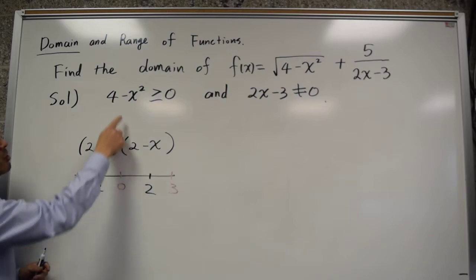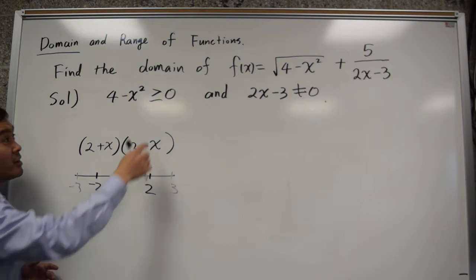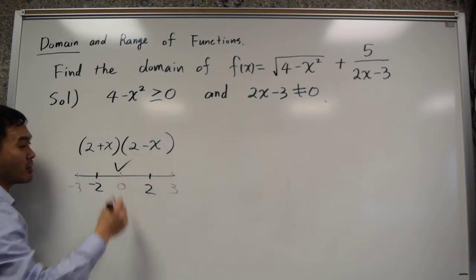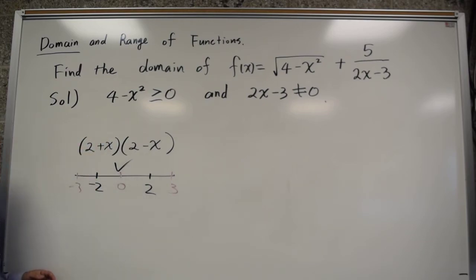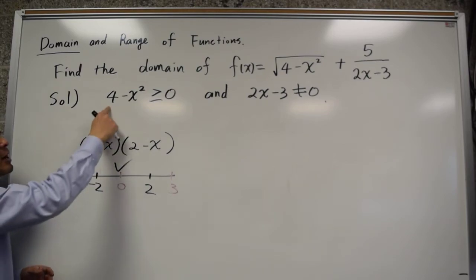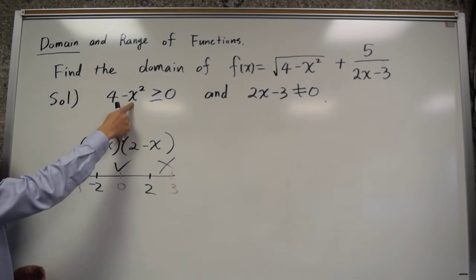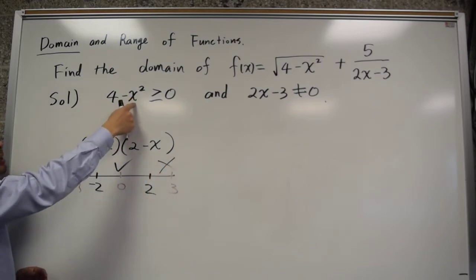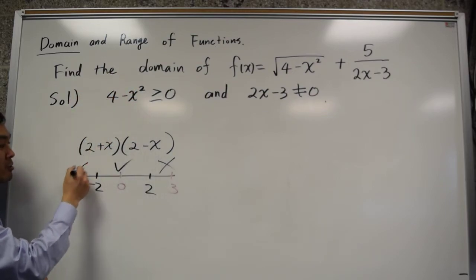Now when you plug in 0, what do you get? 4 minus 0 squared. Is that okay? 4 minus 0 squared, what's that? 4. Is that okay? Yeah, it's greater than or equal to 0, so that's a check. Okay. Let's plug in 3. 4 minus 3 squared. Is that okay? No. No good, because 4 minus 9 will be negative 5, so that's a no-no. Negative 3. Again, no good, because negative 3 squared is positive 9, so you have 4 minus 9, which is negative, so that's a no-no.